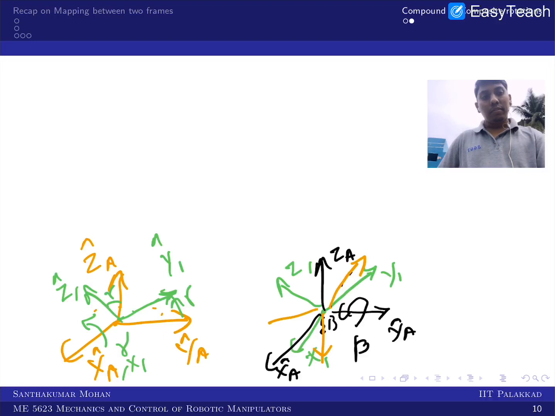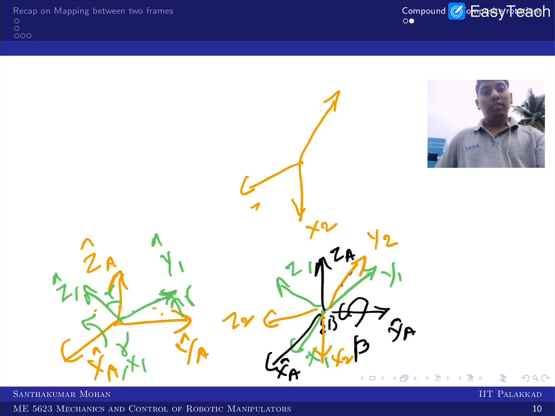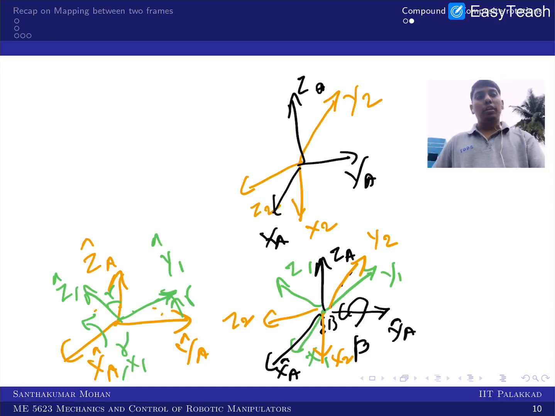So this I call x2, y2 and z2. Now you can see that this is another frame. Now I am bringing back XA, YA cap and ZA cap. The third operation is the alpha operation, where I am rotating about this fixed frame. So now this will get changed.